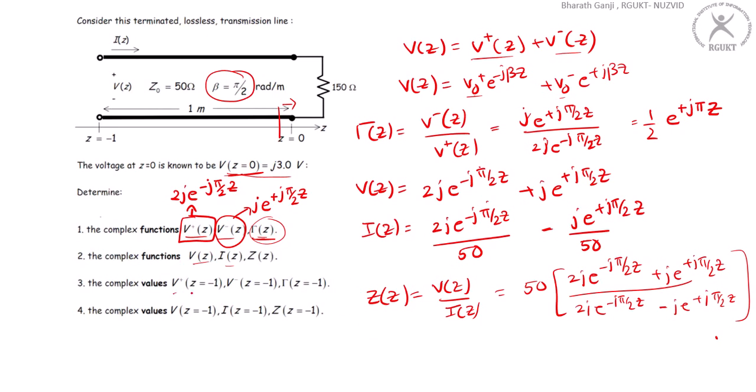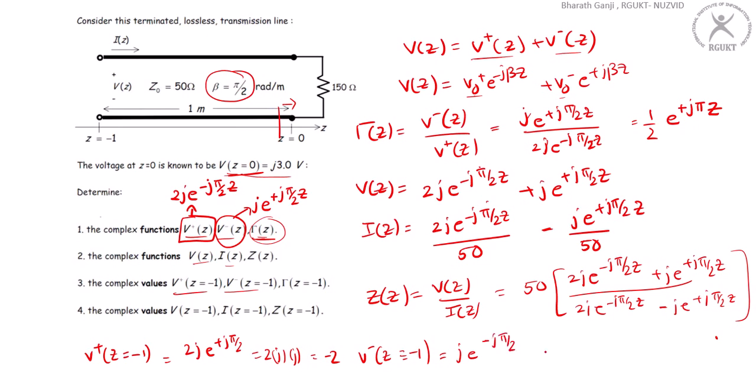So next the question asks for the value of v plus and v minus at z equal to minus 1. We have all the expressions here. For v plus at z equal to minus 1, I put z equal to minus 1 there, I get 2j into e power plus j pi by 2, so that is 2j into j, I get minus 2. What is v minus at z equal to minus 1? Again you put j times e power minus j pi by 2, so you get j into minus j, you get 1. So you have the voltages.